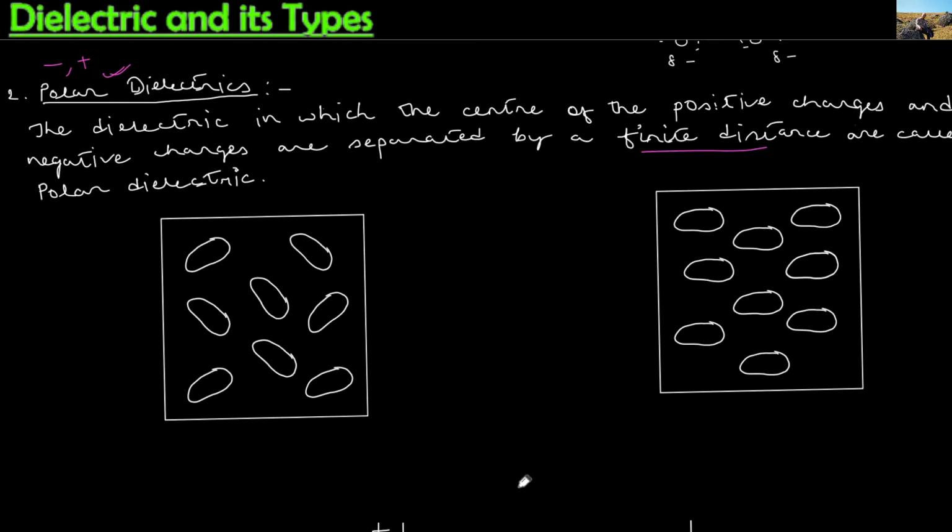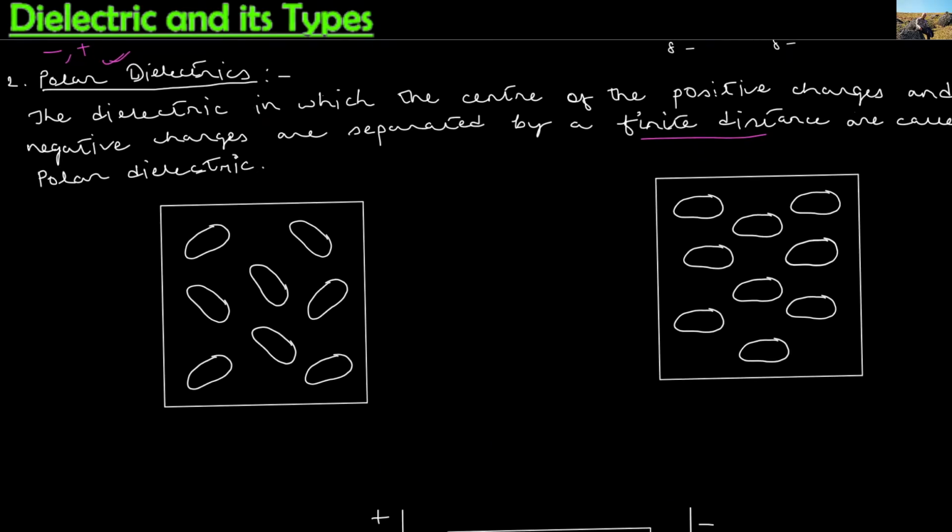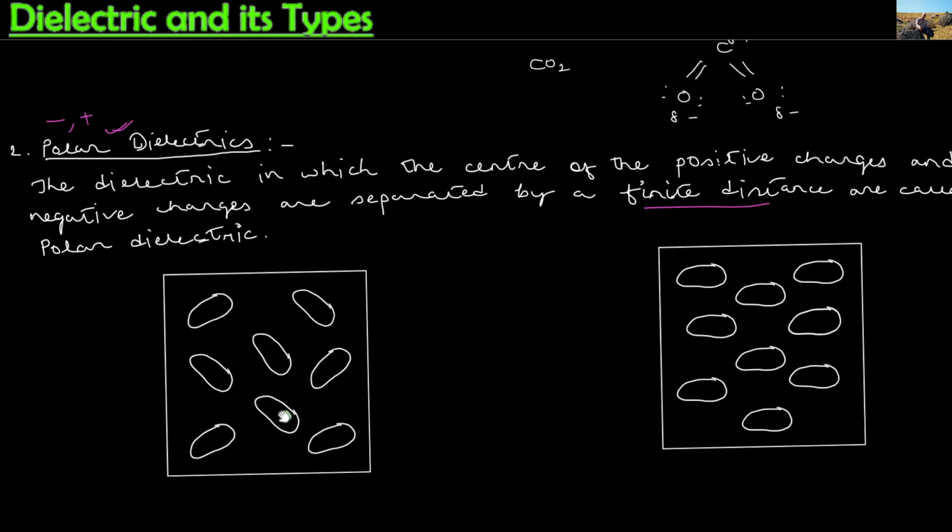Separated by a finite distance. Some examples of these polar dielectrics will be HCl, a molecule of water, ammonia, which is NH3, and also different types of alcohols. Alcohols are compounds whose functional group is OH.